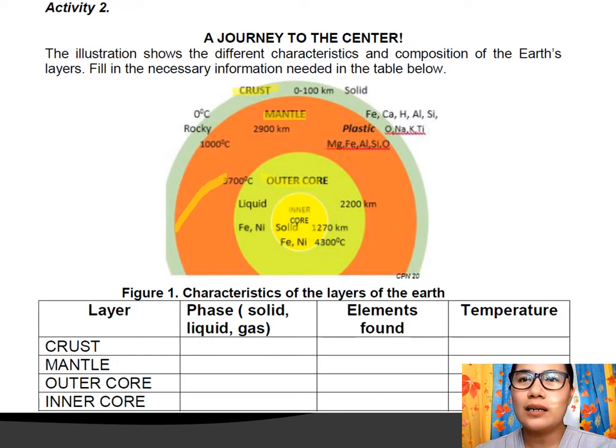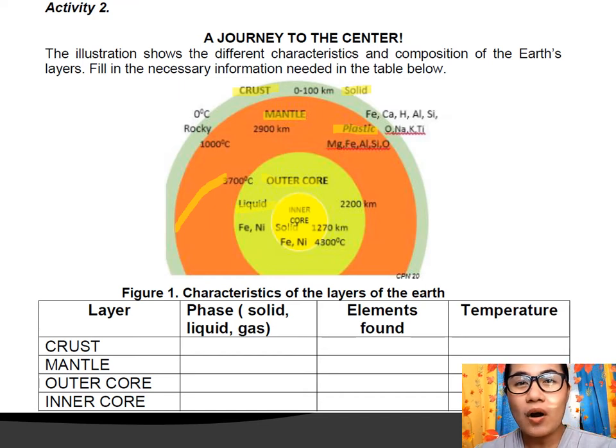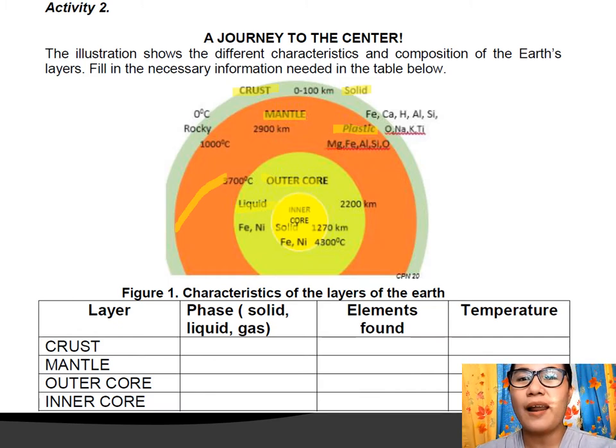So, where can you find the answers? Still in the diagram. As you can see, what is the phase of the crust? It is written here. It is solid. What about the mantle? It is plastic. What about the outer core? It is liquid. What about the inner core? It is solid. So the mantle, when we say plastic, it is molten rock. Rock should be solid, but because of its very hot material, it becomes soft, like melted chocolate. So is that solid or is that liquid?